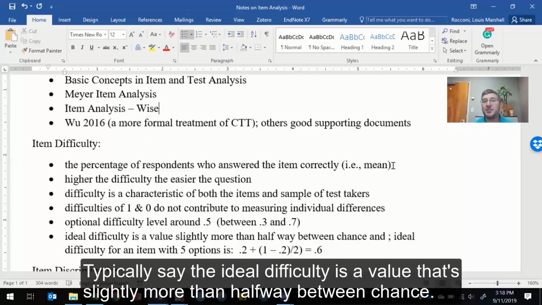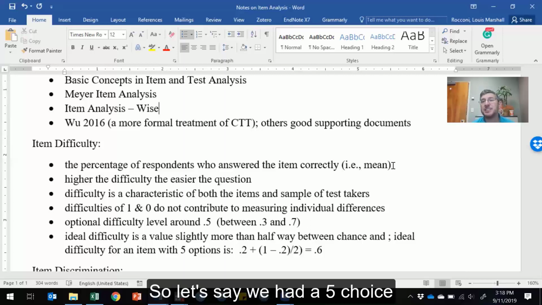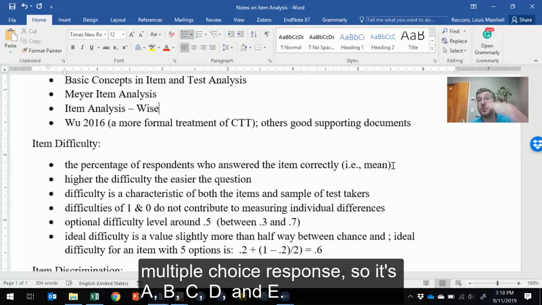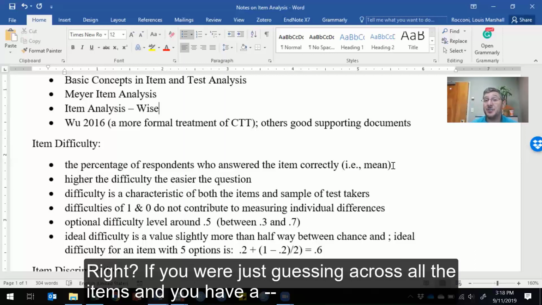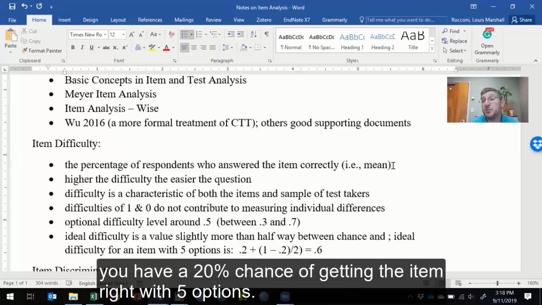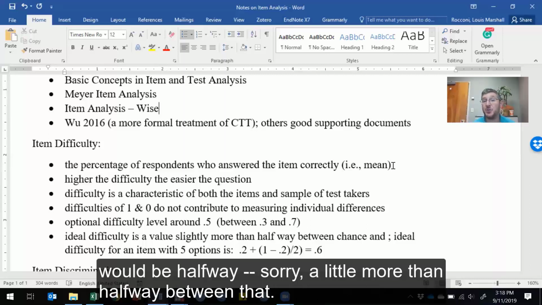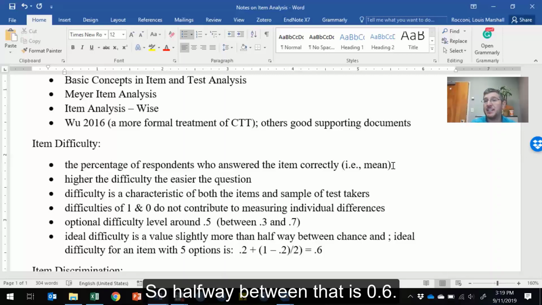They typically say the ideal difficulty is a value that's slightly more than halfway between chance and 1. So let's say we had a 5-choice multiple choice response. So it's A, B, C, D, and E. If you were just guessing across all the items, then you have a 20% chance of getting the item right, with 5 options. So the ideal difficulty for an item with 5 options would be slightly more than halfway between that and 1, which is 0.6.